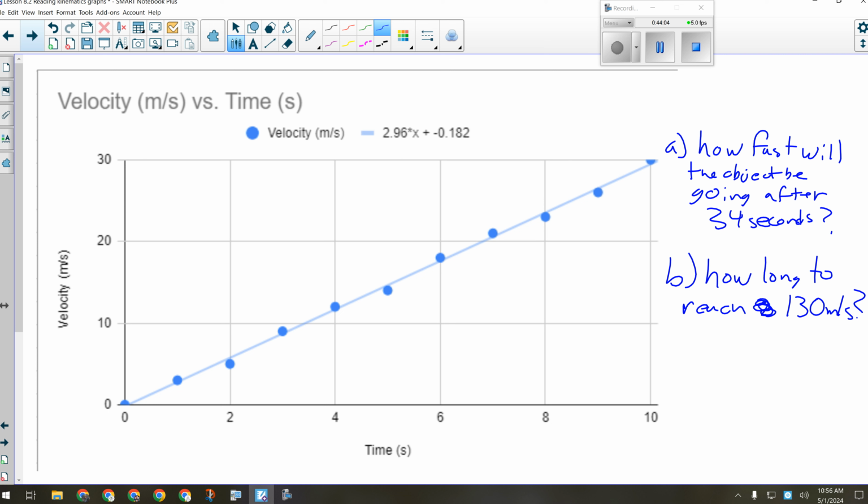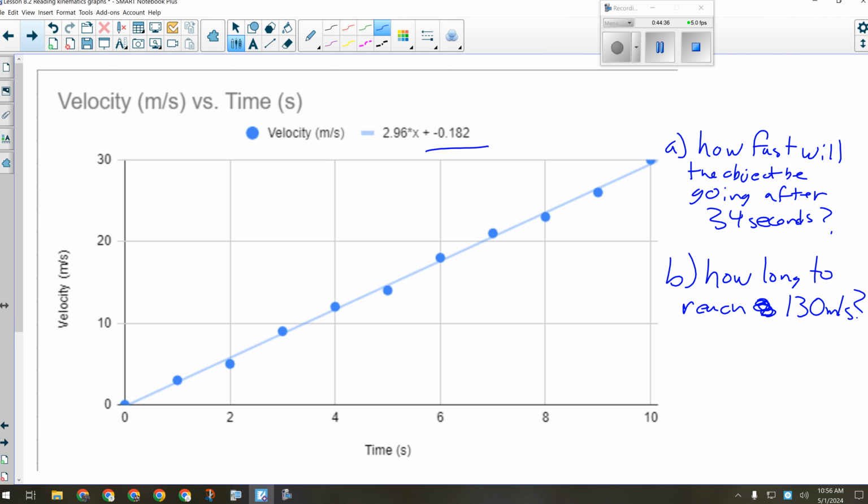On this one, we've got velocity on the y-axis and time on the x-axis. If it asks me how fast, am I solving for an x value or a y value? I'm solving for a y value. Y on this graph, even if it's beyond this graph, is final velocity, because initial velocity is always this number.